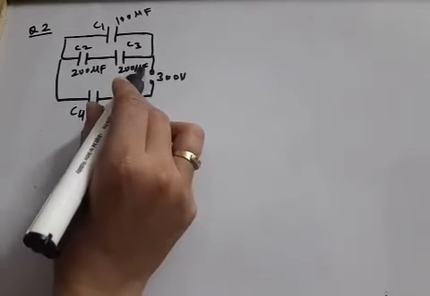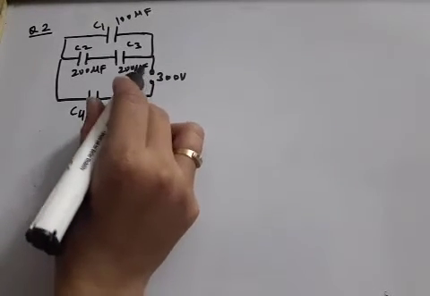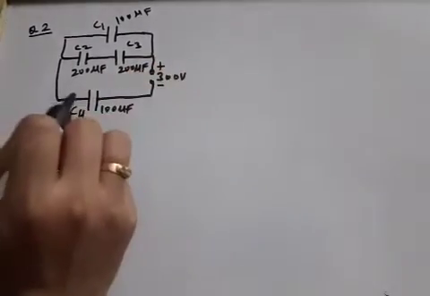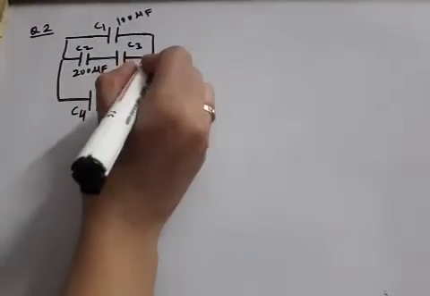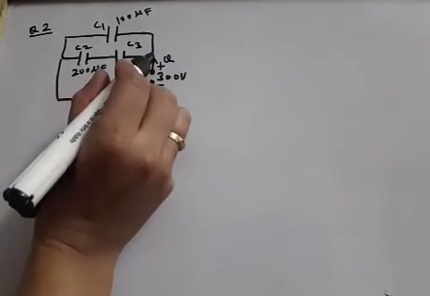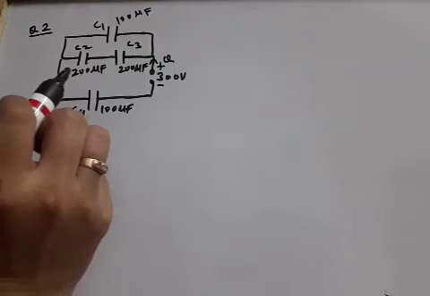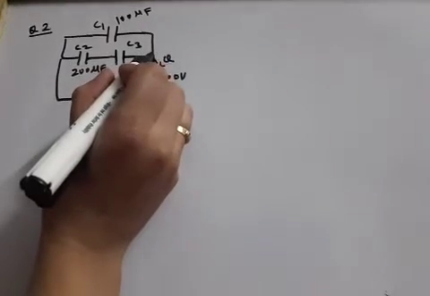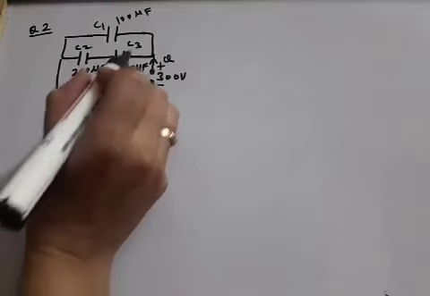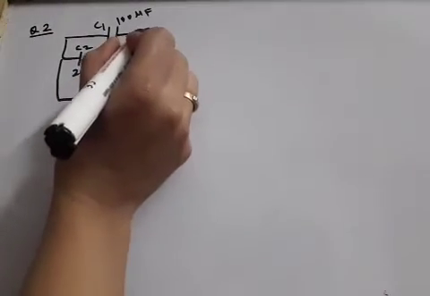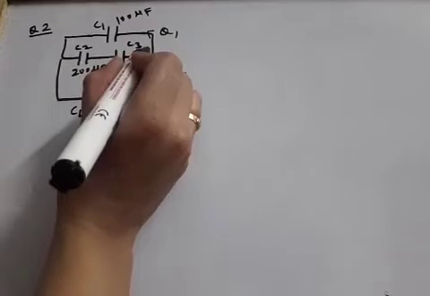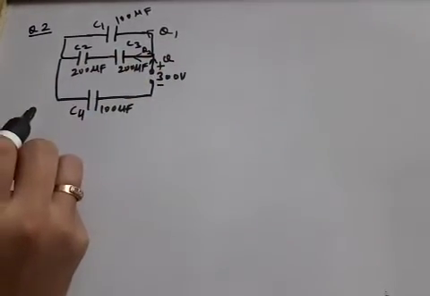Now here positive negative are not shown. We can take any terminal positive. So suppose this is positive, this is negative. We will start taking charge Q from here. It will flow till the time no joint or junction is appearing. As soon as the junction appears, the charge will get divided. So suppose Q1 charge is flowing in the upper side and Q2 charge is flowing in the lower side.